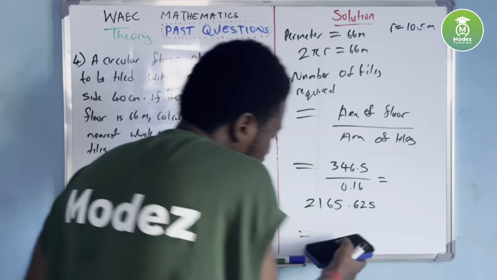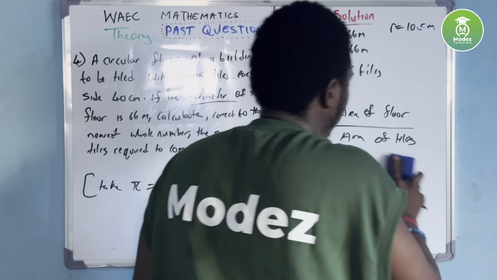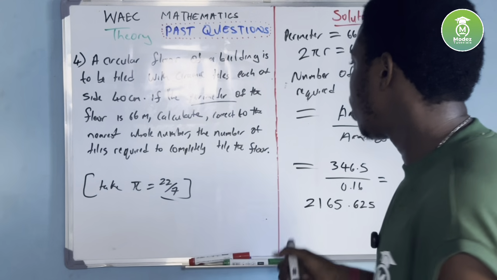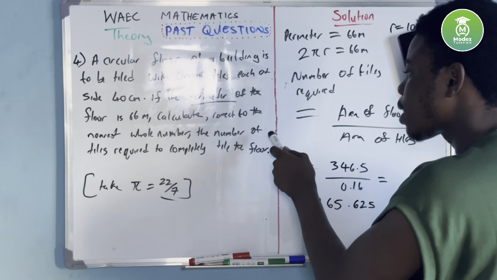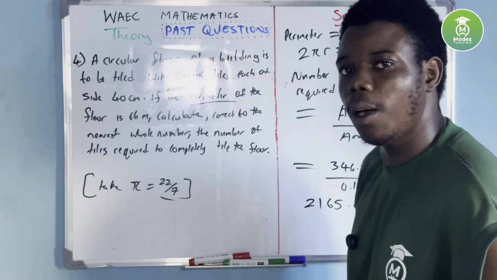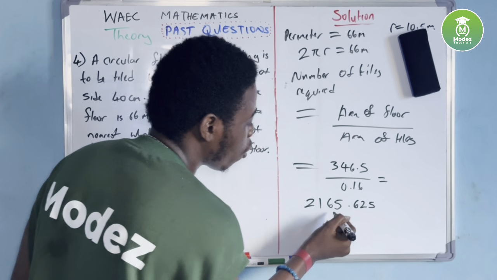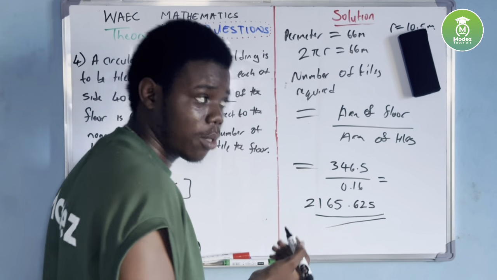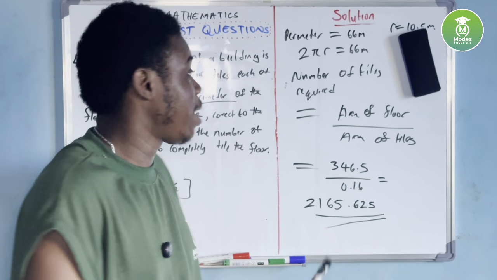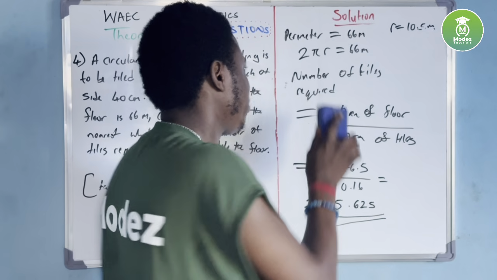Now, yes, this is not your final answer. Let me go back to the question. The question said, correct to the nearest whole number. So you will not get full marks when you stop here. It is obvious, but I'm still going to tell you, just to remind you, or see me as a reminder rather.